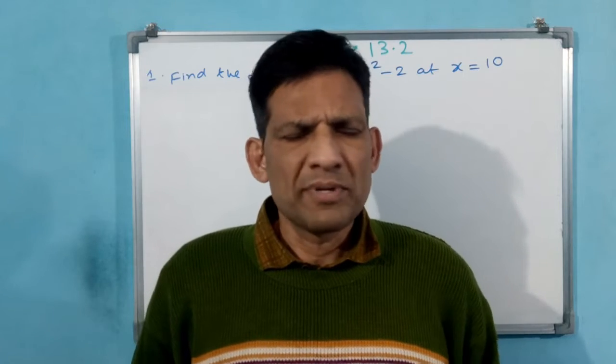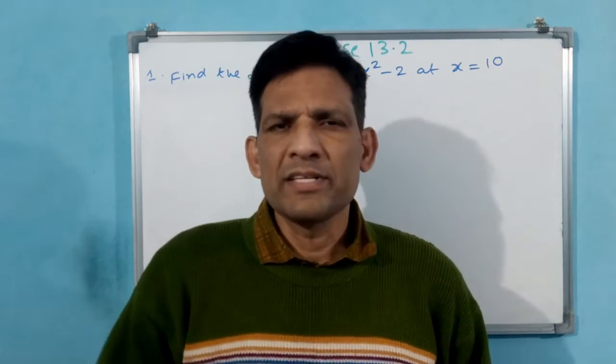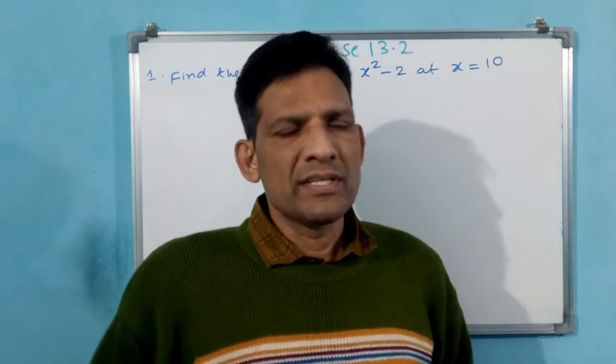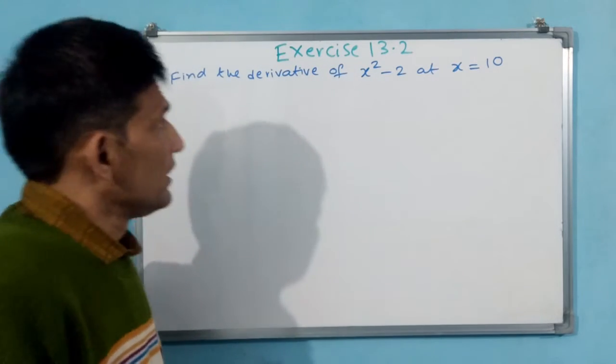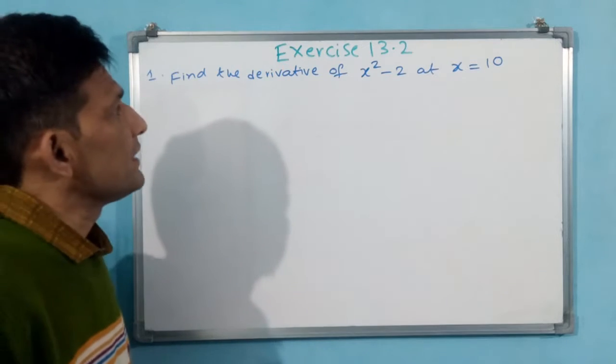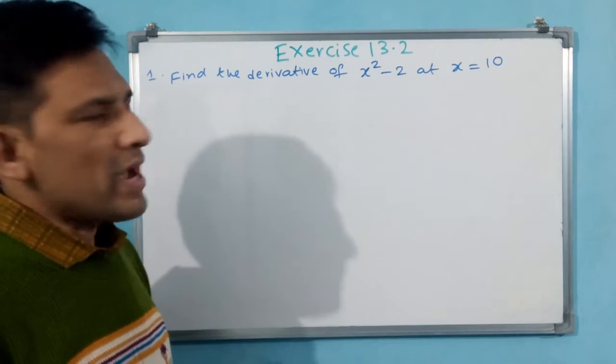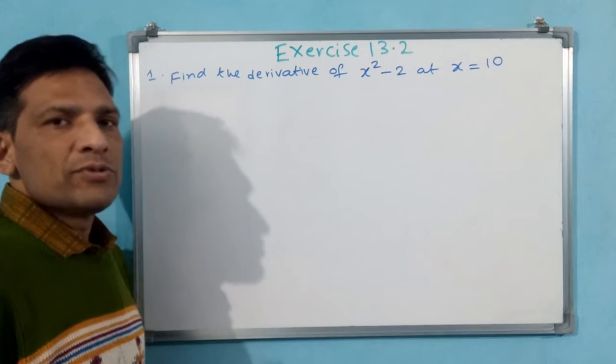Okay. In this chapter only two exercises are there. The third one is miscellaneous. Miscellaneous will come both limits and derivatives. But in this exercise only derivatives will be there. Let us see what is there. Exercise 13.2. First question. Find the derivative of x square minus 2 at x is equal to 10.